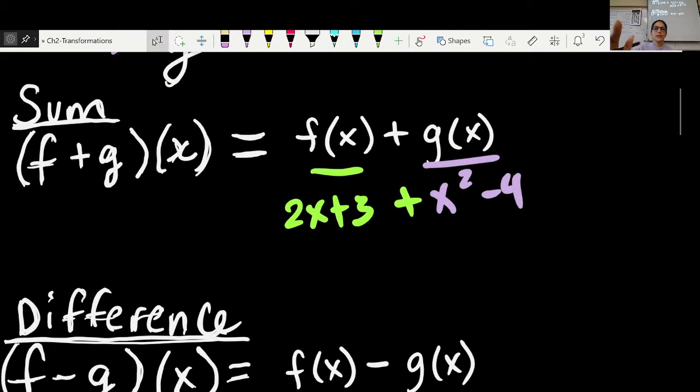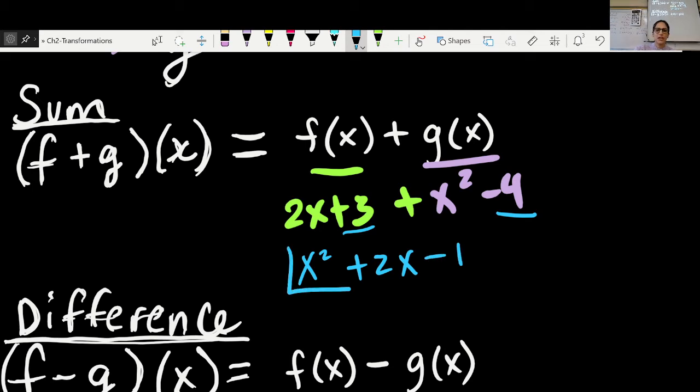So when we look at this, we can see or notice that we have a plus 3 and a minus 4, so we could combine those. And we can rewrite this in descending order. Do you remember that? Descending order? Yeah, so we start with the x squared first, plus 2x, and then when we put these two together, we end up with a minus 1. So our answer, when we clean things up, ends up looking like that.